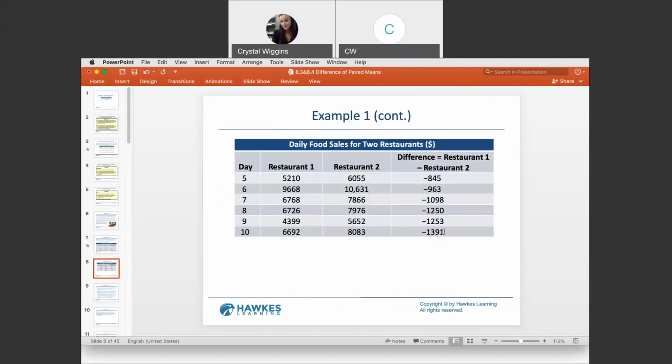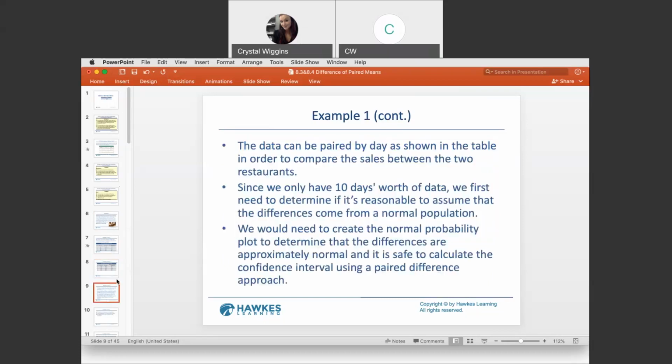Now, we see that there clearly is a difference. They're not all zeros, but what we want to know is if it's a statistically significant difference. In the grand scheme of a day at a restaurant, is an $845 difference a big deal? So the data can be paired by day, which is what makes it a dependent sample. Since we only have 10 days worth of data, we first need to determine if it's reasonable to assume that the differences come from a normal population because we do not have sample sizes of 30 or more. We will need to use our guru and our test for normality and our normality plot in order to do this. And we will do that when we switch over to our guru.